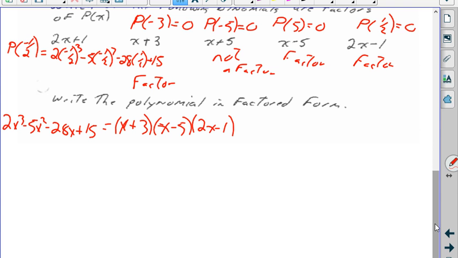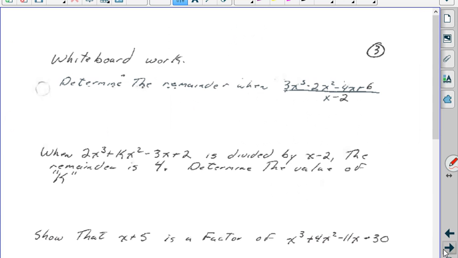Couple things that we're going to look at. Notice what the constant terms in our binomials multiply to. They multiply to a positive 15. So if I don't give you possible factors to test, how did I come up with x plus 3, x minus 5, 2x minus 1, and the other two up here? How did I come up with them? We'll talk about that when we get into the integer zero theorem.